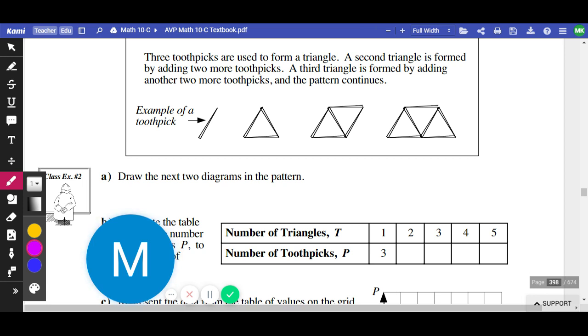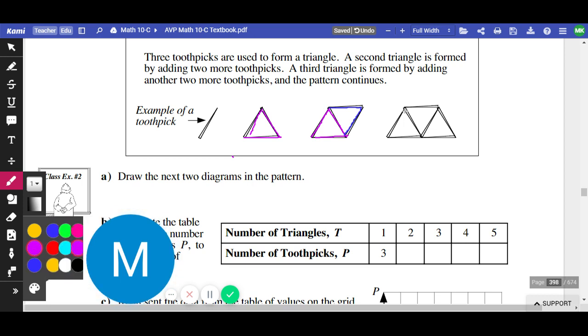Basically a line is a toothpick. It said 3 toothpicks are used to form a triangle. 1, 2, 3. A second triangle is formed by adding 2 more toothpicks. So if you look, I have my original one right here, 1, 2, 3, and then they added 2 more toothpicks to create a second triangle. Again, a third triangle is formed by adding another 2 more toothpicks.